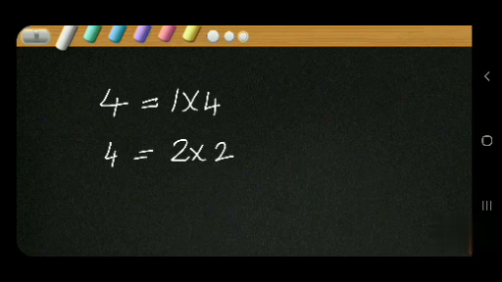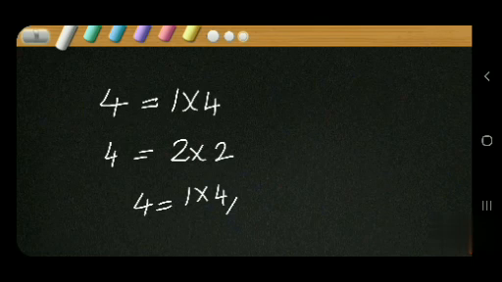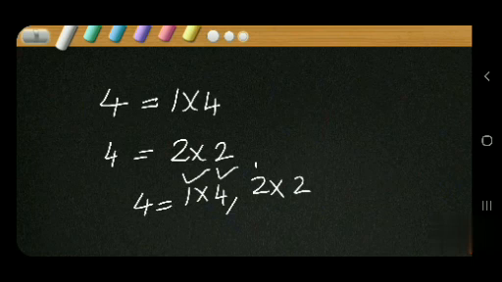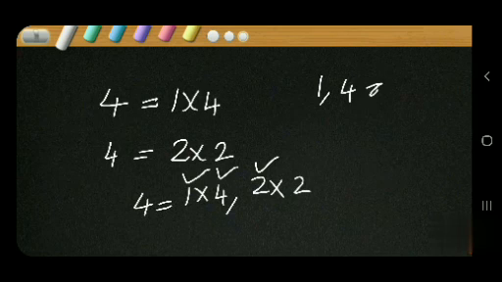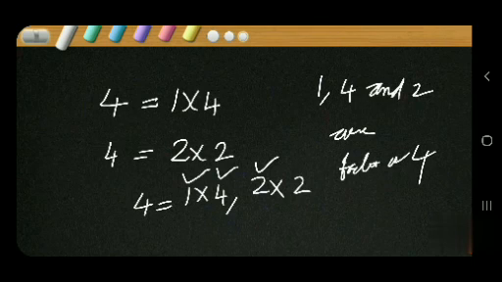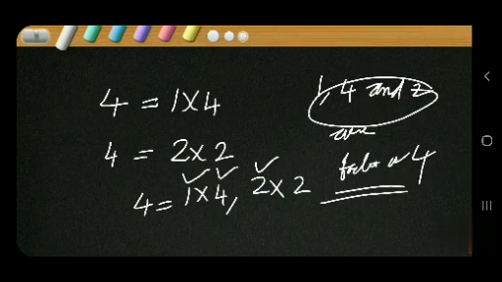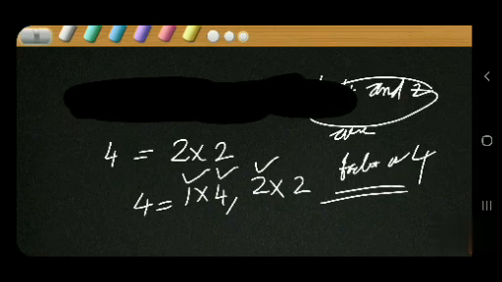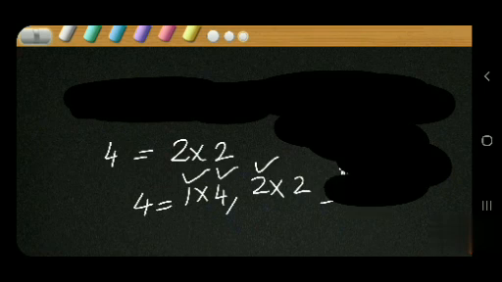So from this, what can we conclude? 4 can be written as the product of 1 and 4. Also 4 can be written as the product of 2 and 2. We need not write 2 twice; only once is enough. So these numbers 1, 4 and 2 are known as the factors of 4. Got it?